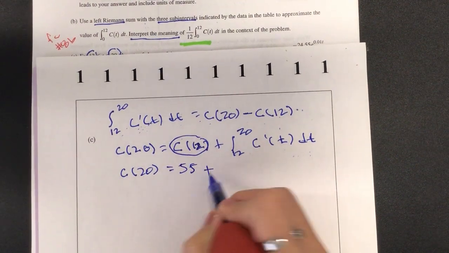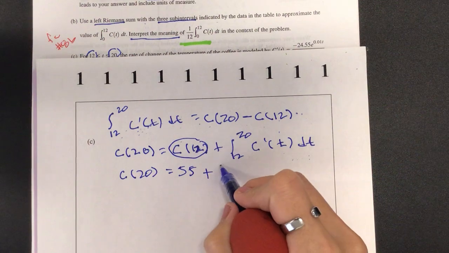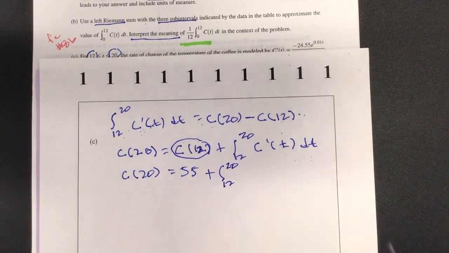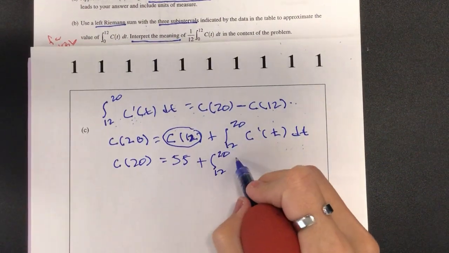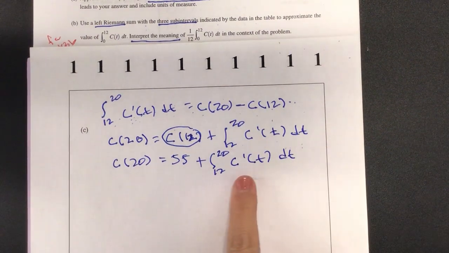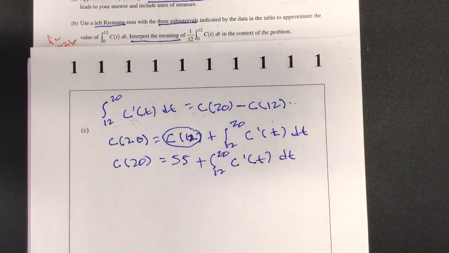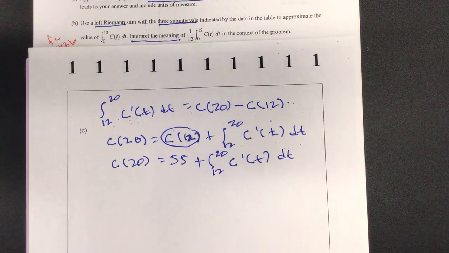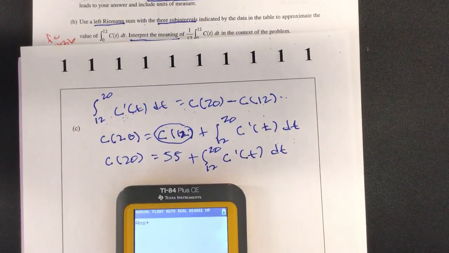given, plus our integral of 12 to 20 of C prime of t dt. Because that function was already given to us, you don't have to write out the whole equation and waste your time. Y'all good on that? Anything that is previously stated, you may use that with the variable. So let's all type this in together.